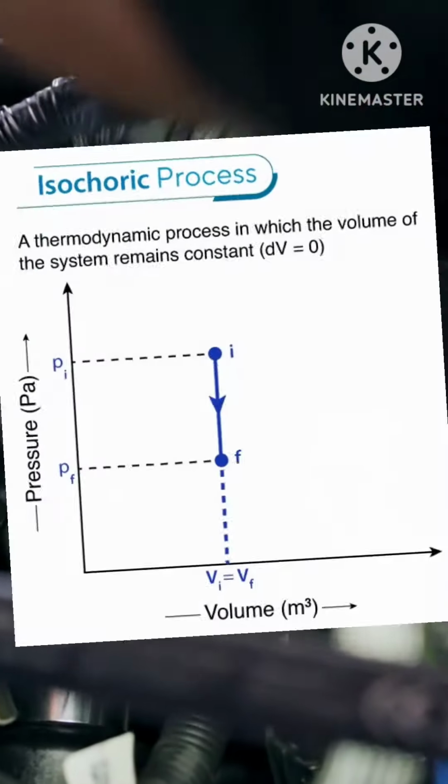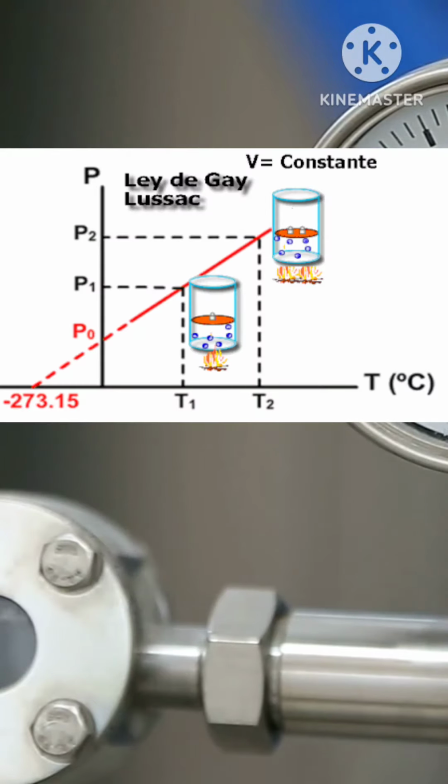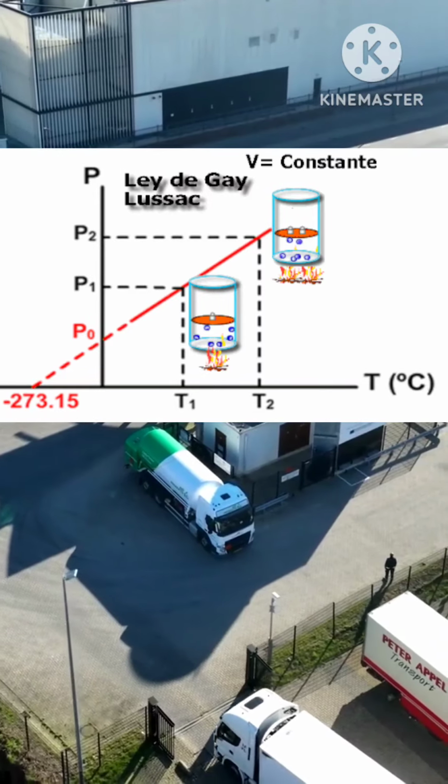Then we have the isochoric process, where the volume remains constant, meaning ΔV equals 0. In this process, no work is done; instead, heat changes the internal energy. An example is heating gas in a rigid container.